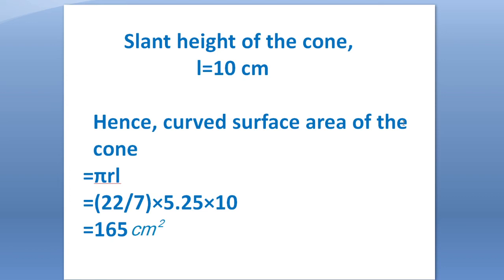So hence the curved surface area of the cone, in short CSA, is pi r L. So pi is equal to 22 by 7, into r is 5.25, into L is 10. So it is equal to 165 centimeter square. So the CSA of the given cone is 165 centimeter square.